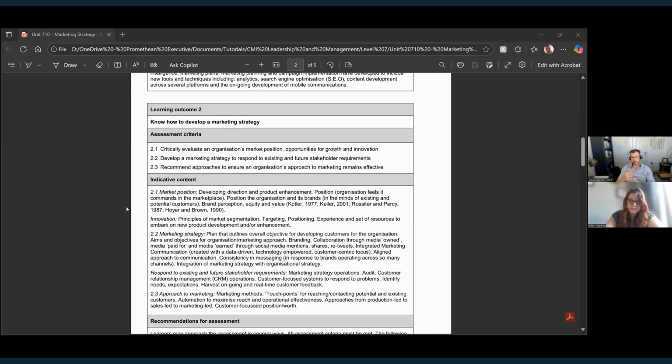The trick here is to select an organization to do this on. So a real case: it would make sense to use the organization you're currently working within, or, if you're a consultant, it could be a theoretical or real target client organization you're going to use. But it's important to bring a real, live case study in here, so you can apply that critical evaluation to its position and its opportunities for growth and innovation. It'd be really useful to be able to cover all those things in your answer.